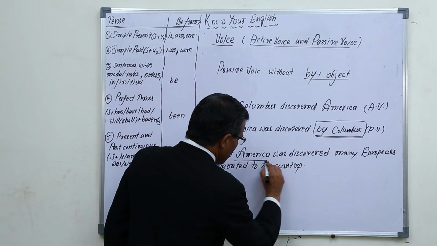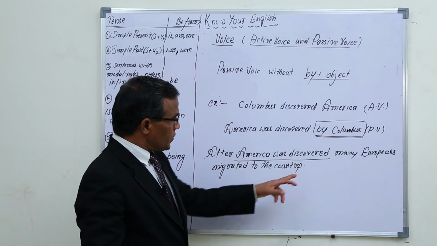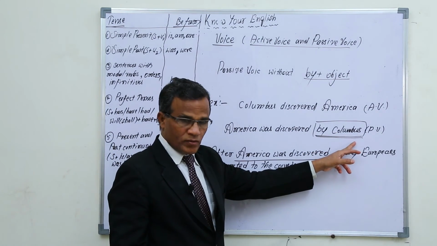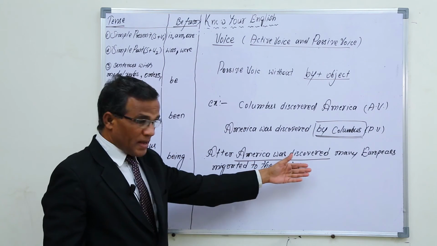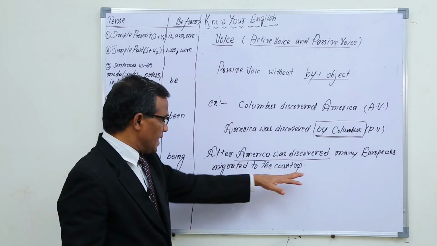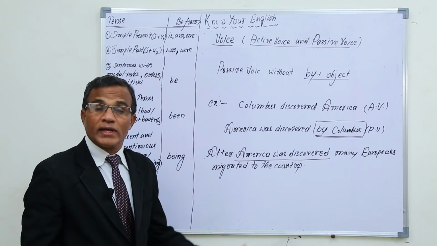After America was discovered. So we are taking passive voice only, but without by plus object. Without by plus object is also passive voice only. But this is more useful in our day-to-day life. After America was discovered, many Europeans migrated to the country.